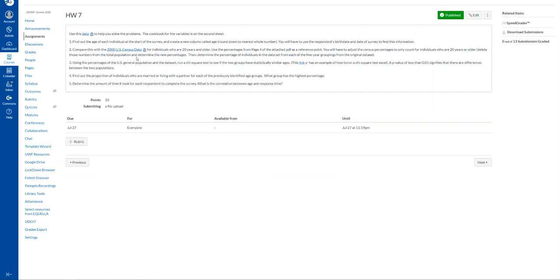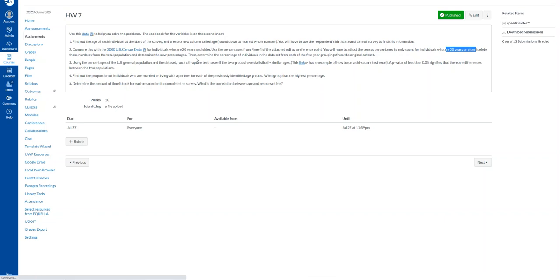Okay, number 2. Compare that age data with this US Census data for individuals who are 20 years and older. Use the percentages from table 4 of this PDF as a reference point. You'll have to adjust these census percentages to only account for individuals who are 20 years or older. It says to delete those numbers from the total population who are, I guess, under 20. And then we got to put them into the 5-year groupings.